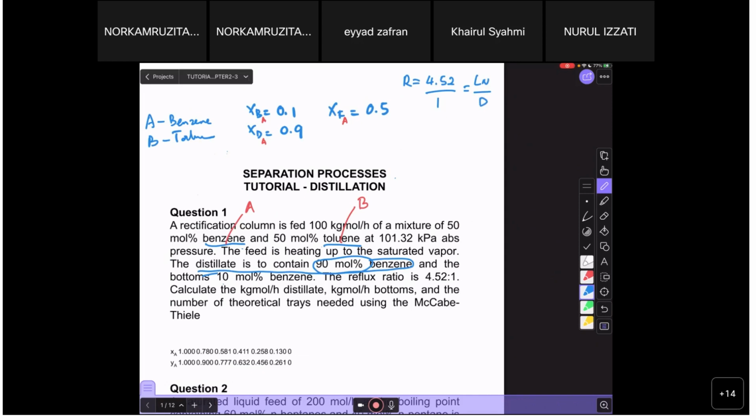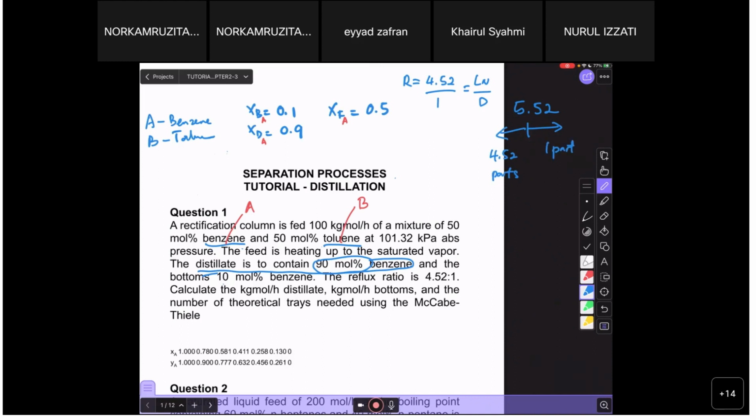So altogether how many parts? There are 5.52 parts, where 4.52 parts will go to Ln and 1 part will go to D, the distillate. If you were to separate the value, it is based on this ratio. So Ln here is 4.52 out of 5.52 parts, and D will get only 1 part. The one part here represents the flow rates.